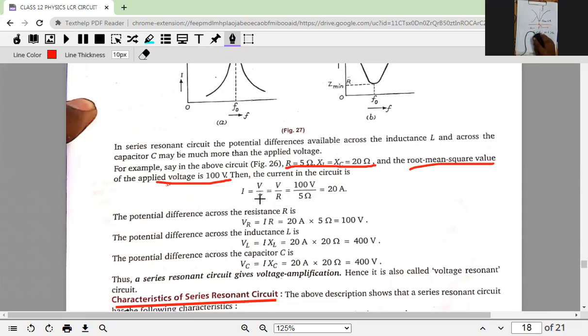Current I equals V upon Z, because here XL equals XC, therefore it is a resonant circuit. So what will be its impedance? It will be equal to R, that is 5. So what will be I? I equals 100 upon 5, that is 20 ampere.